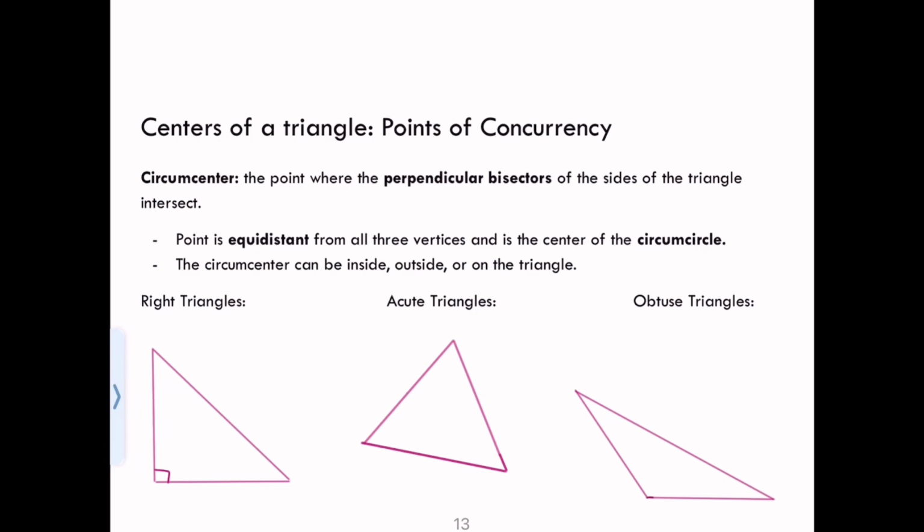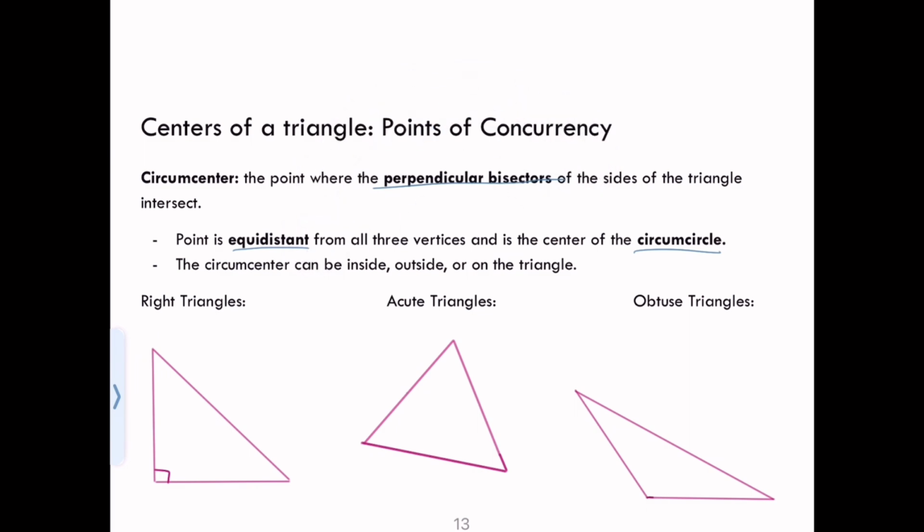Now we'll be going over the points of concurrency. The first point we'll be talking about is the circumcenter, which is the point where the perpendicular bisectors of the sides of the triangle intersect. This point is equidistant from all 3 vertices and is the center of the circumcircle.